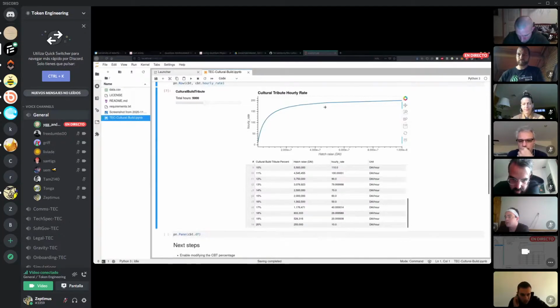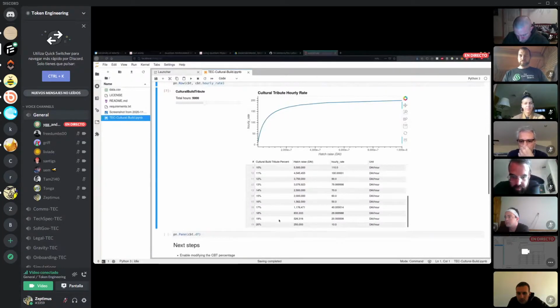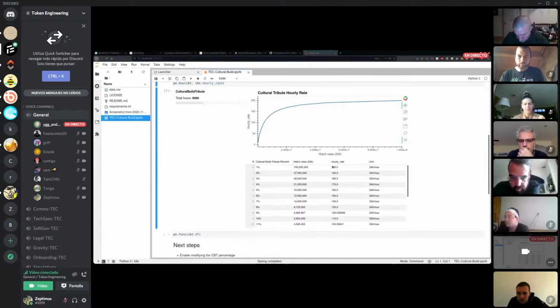If we could also plot this where we held it fixed, let's say at 20%, it would be interesting to see how much the hourly rate increases. It would increase a lot more rapidly as we raise more funds. But as this is, we go from 10 XDAI an hour up to 200 XDAI an hour at the top raise, which would be $100 million, and that would be paying out 1% of the cultural build.